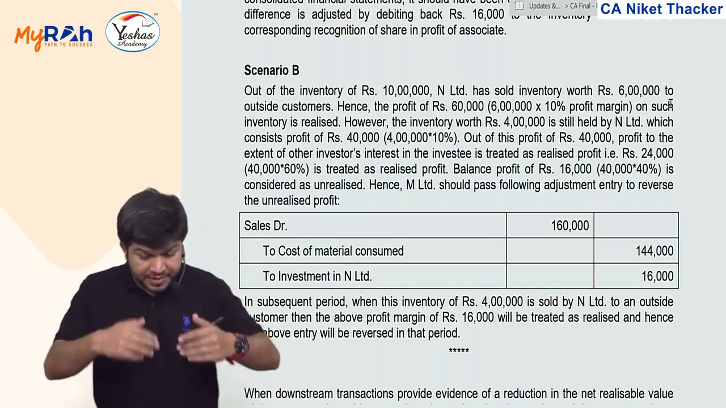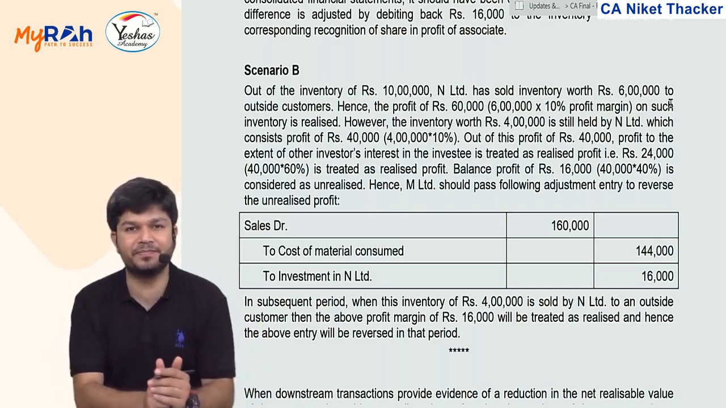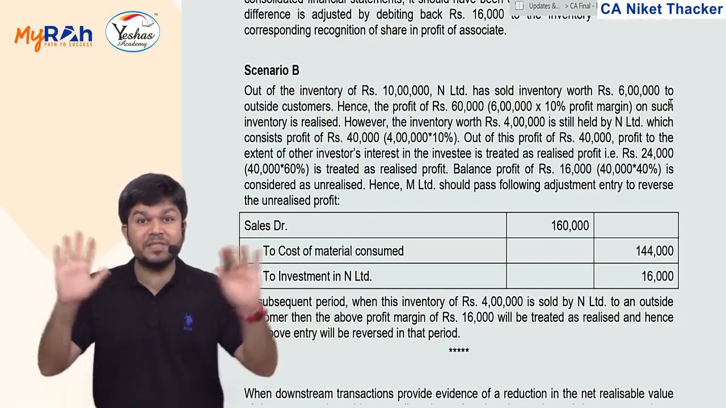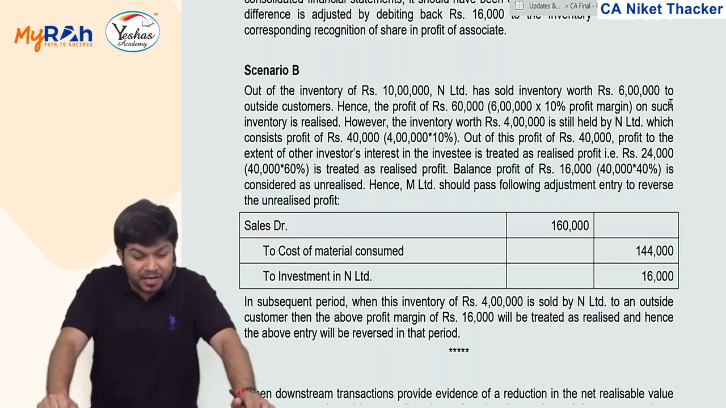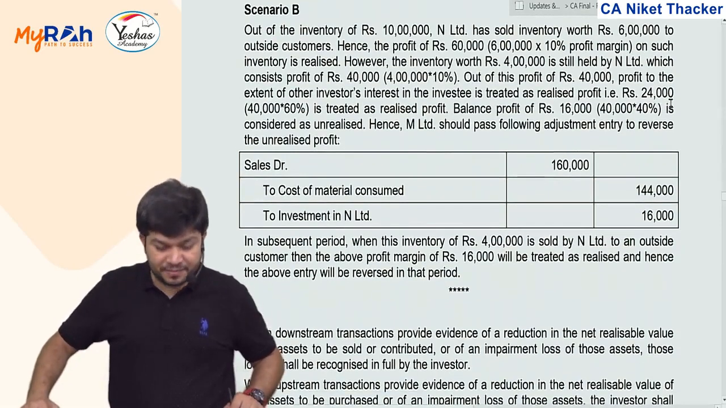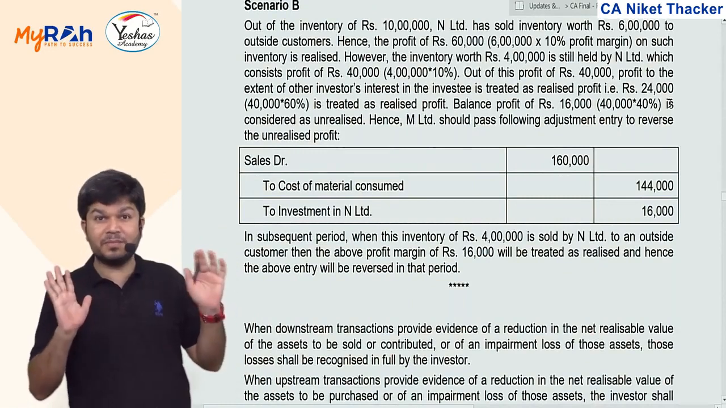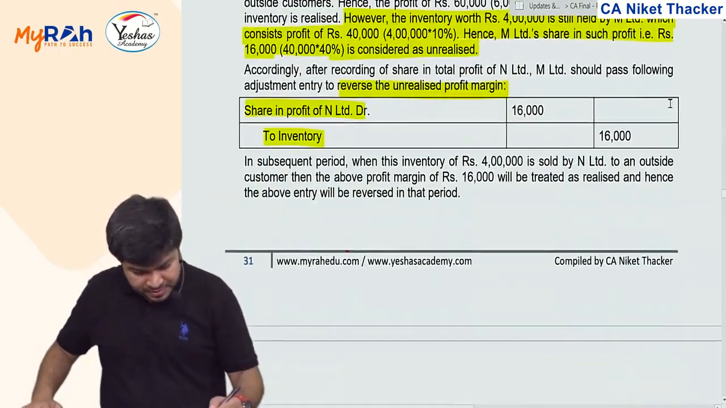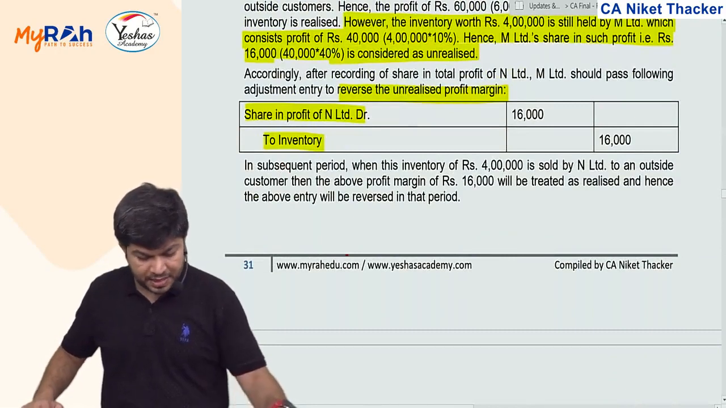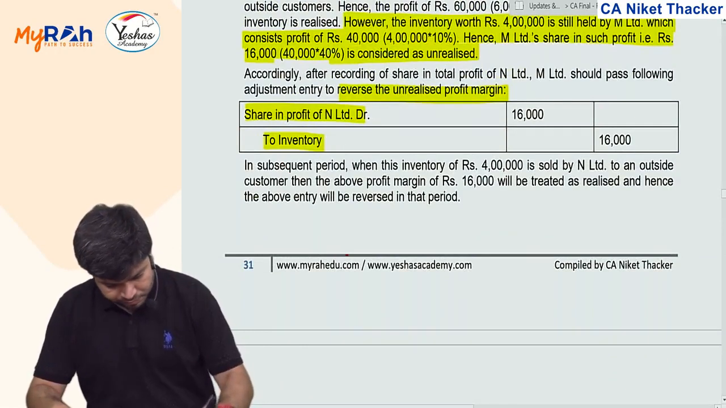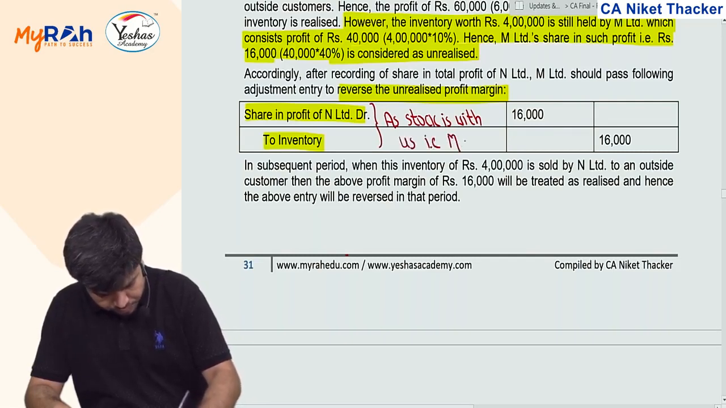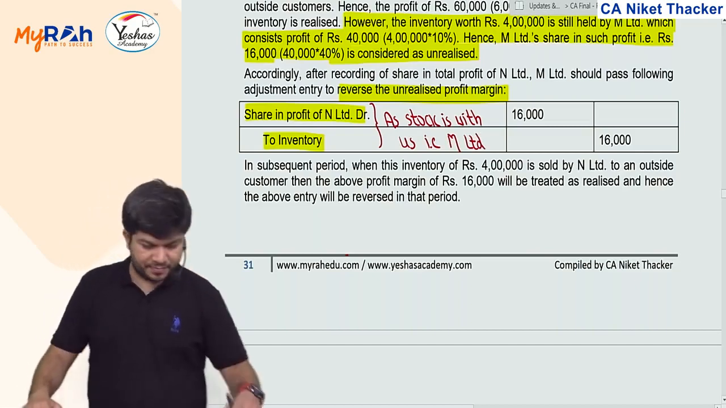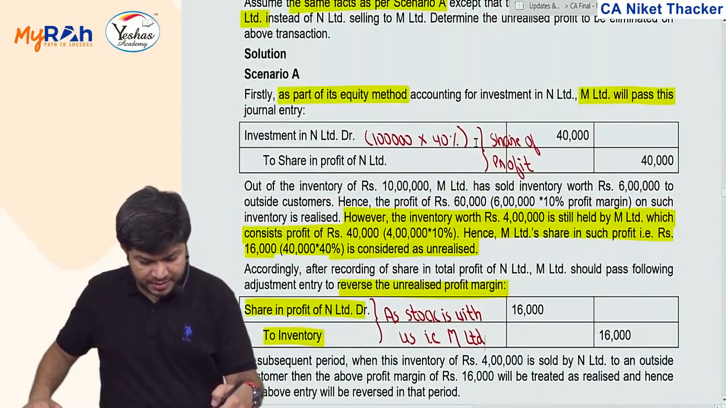Now we sold inventory to N. Inventory is with the associate. The associate's assets and liabilities don't come in CFS. I can't write off inventory. So if goods are with us, I could have written it off the inventory. As the goods are with us, we can remove it from inventory. But this is scenario A.